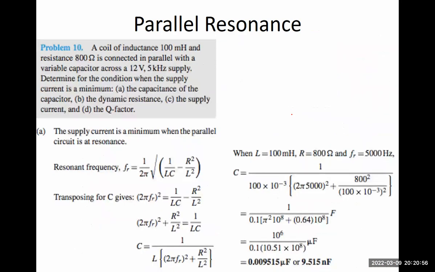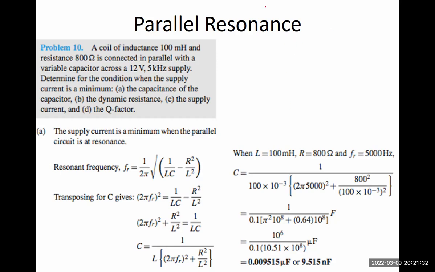So another example. We have a coil of inductance 100 millihenry and a resistance of 800 ohms, connected in parallel with a variable capacitor across a 12-volt source with 5 kilohertz supply. 12 volts, 5 kilohertz. So determine, for the condition when the supply current is minimum, the capacitance of the capacitor, the dynamic resistance, and the supply current, and also the Q factor.